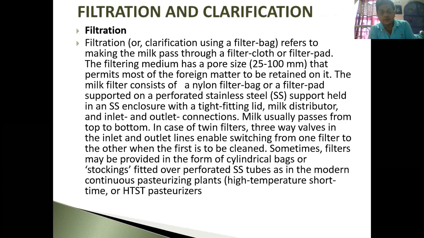Filtration and clarification basically refer to making the milk pass through a filter cloth or a filter pad. The filtering medium has a pore size, called the mesh size, of 25 to 100 millimeters, that permits most of the foreign matter to be retained on it. The milk filters consist of a nylon filter bag or a filter pad supported on a perforated stainless steel support, held in an SS enclosure with a tight-fitting lid, milk distributors, and inlet and outlet connections.